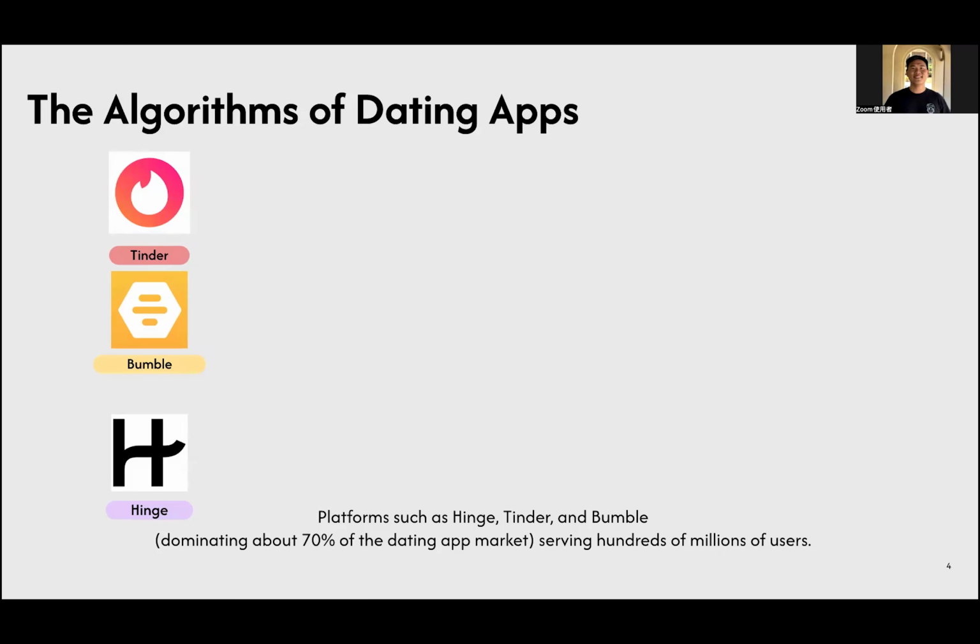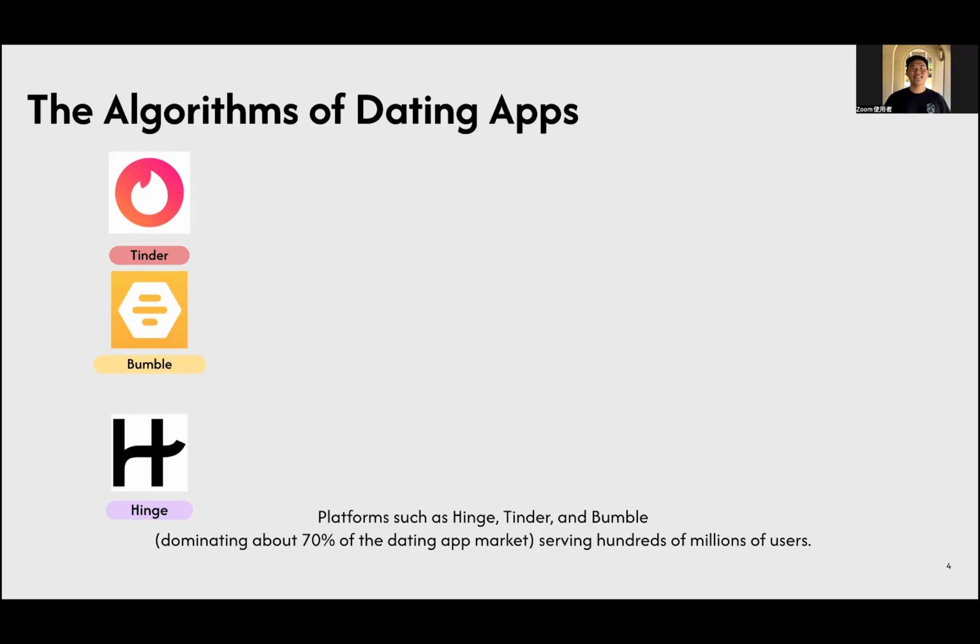All right, let's talk about the algorithms of dating apps. There are three major players in the market: Tinder, Bumble, and Hinge. Together, they dominate about 70% of the online dating market and serve hundreds of millions of users every day. These dating apps like to keep their algorithms secret so that users will not game or manipulate the system. However, different dating apps use different algorithms.